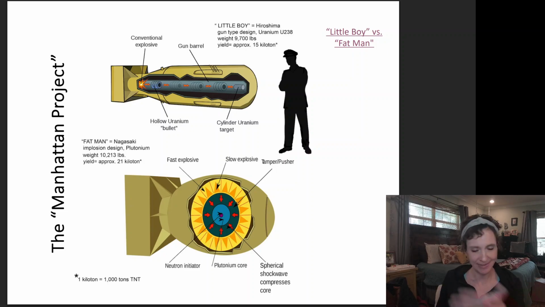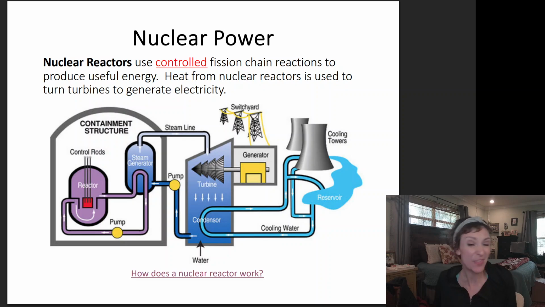So this is maybe an example of how nuclear fission could cause some destructive results. But there are some potential good things about nuclear fission, is that we can use them for power, okay?